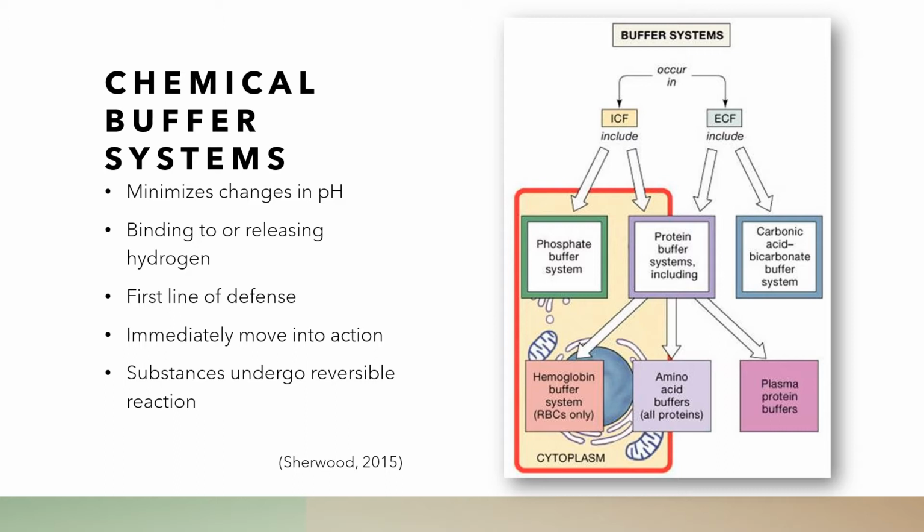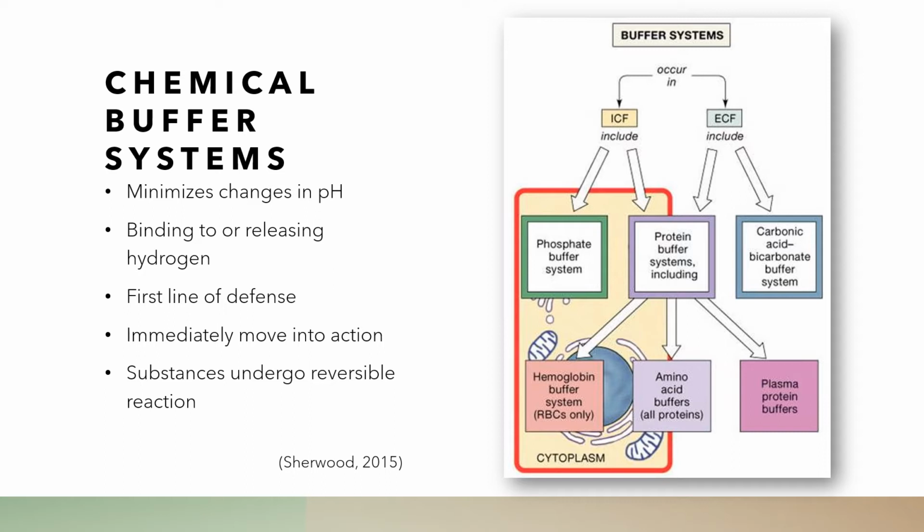What is a chemical buffer system? It is a mixture that minimizes changes in the pH of the body by either binding to or generating a hydrogen ion, depending on the addition or removal of an acid or base. They are the first line of defense against change in the concentration of hydrogen in the body fluids and move into action immediately. These systems are composed of a pair of substances that can undergo a reversible reaction.